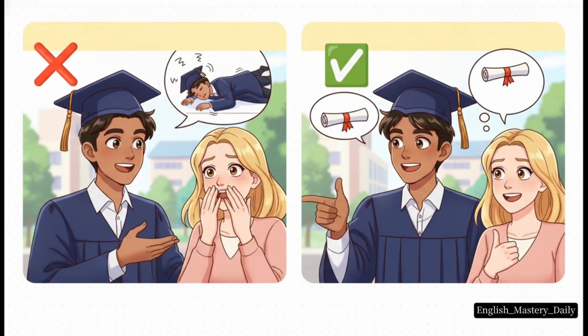This first one is an absolute classic, and honestly, it can be pretty funny. In Indian English, passing out means you're finishing school, but in American or British English, passing out means you're about to faint. So if you say, "I'm passing out this year," a native speaker might think you have a health problem, not that you're getting your degree. The word you're looking for is always graduate.